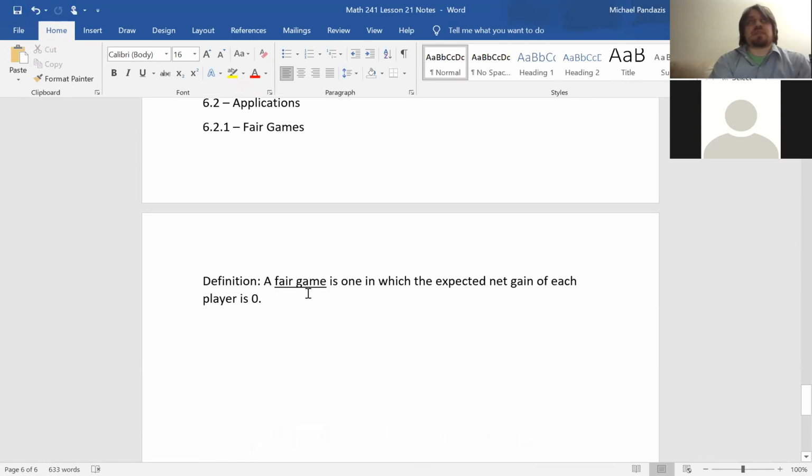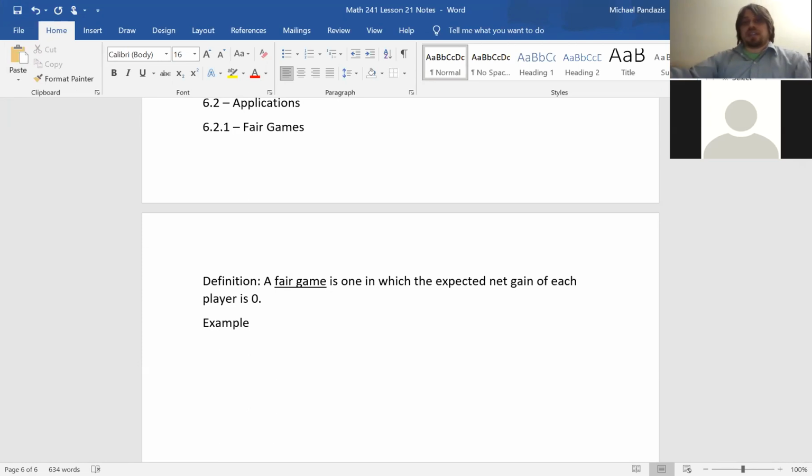An example of a non-fair game would be if you go to a casino, right? So in a casino, the game is rigged to favor the casino, and that would not be a fair game because in the long run, you're expected to lose, right? But a fair game is one where the expected net gain of every player is zero. In the long run, it's expected that you'd end up even. That would be a fair game. Okay, so it doesn't mean that you're expected to win half the time. It means that your net gain is zero, all right?